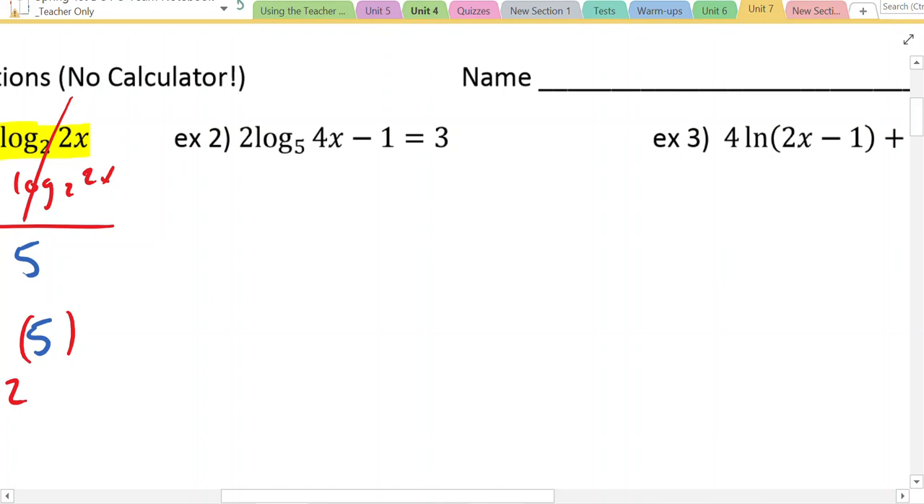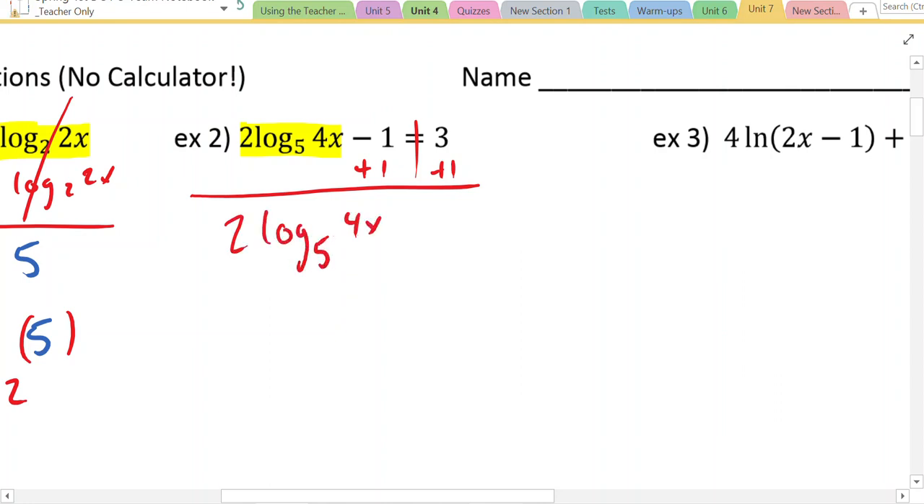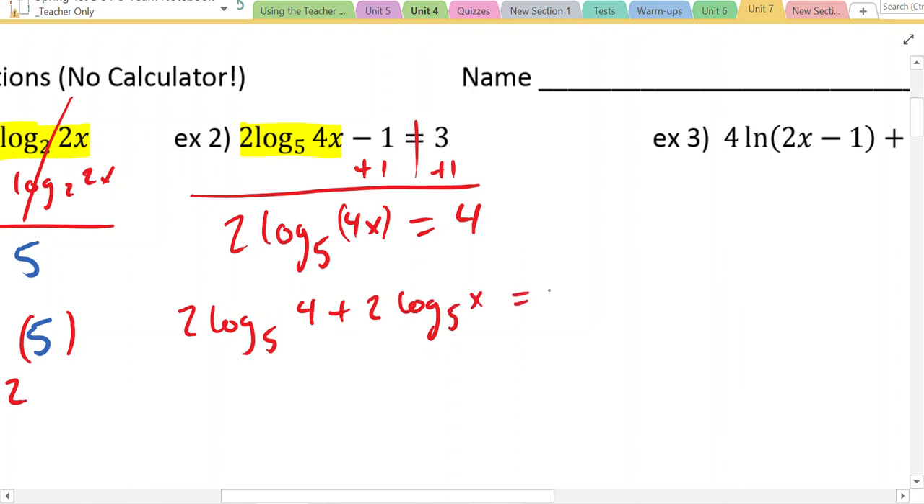Okay, for our next one, remember, we want to get the log by itself. So that means we're going to add 1 to both sides. And that gives us 2 log base 5 of 4x equals 4. Now, what we can do is we have this, that's the product. See the product in here? We can make that 2 log base 5 of 4 plus 2 log base 5 of x equals 4.